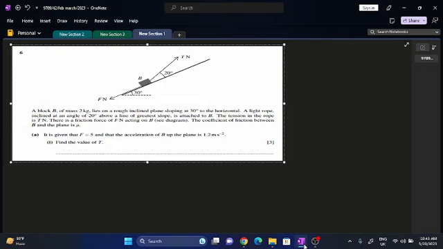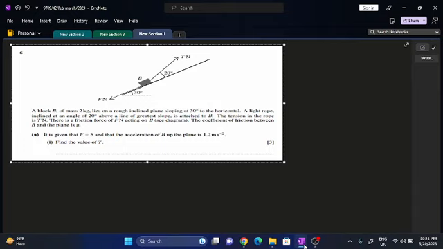The tension in the rope is T Newton. There is a frictional force of F Newton acting on B, you can see in the diagram. The coefficient of friction between B and the plane is mu. It's given that F is equal to 5 and the acceleration of B up the plane is 1.2 meters per second squared. You have to find this T.